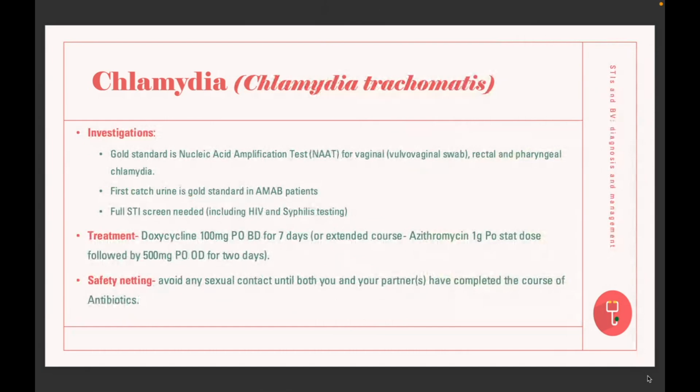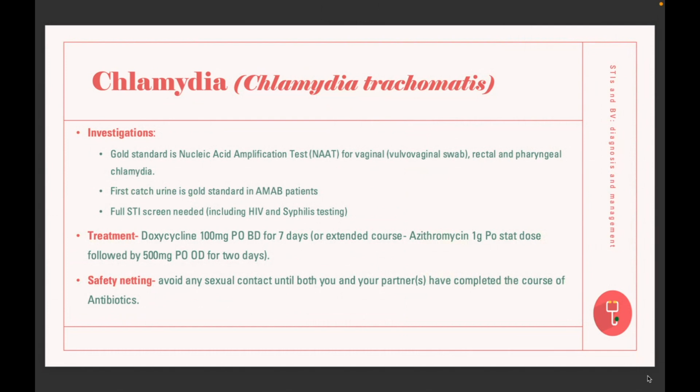So investigations that we want to do for a patient presenting with chlamydia. Our gold standard test, the test that we really want to be doing if it's available to us, is a NAT. So either you'll do a vulvovaginal swab or a rectal swab, or a pharyngeal swab if you're suspecting a patient has chlamydia in their throat. In a patient who's assigned male at birth, if you're suspecting urethral chlamydia, a first catch urine is your gold standard test for that. And in any patient presenting with symptoms suggestive of an STI, we need to do a full STI screen, including HIV and syphilis testing.